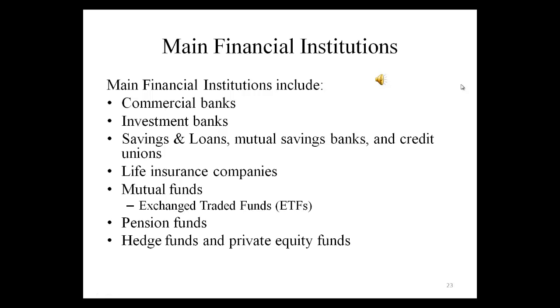So if we take a look at the list of the main financial institutions, we see commercial banks, for example, Bank of America, Wells Fargo, investment banks like Merrill Lynch, Morgan Stanley, savings and loans, mutual saving banks, and credit unions. So maybe you have seen the Texoma Teachers Credit Union. And then we have life insurance companies, and we have mutual funds and pension funds and hedge funds, private equity funds, or different kinds of funds.